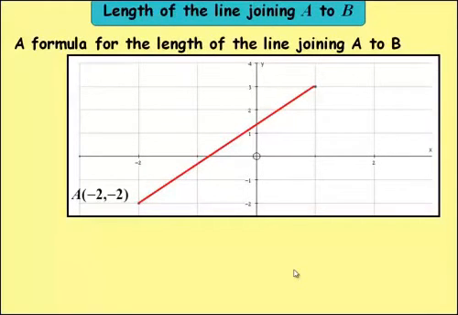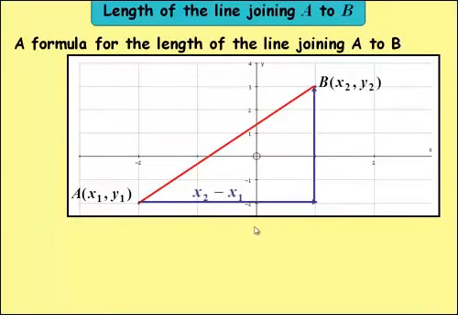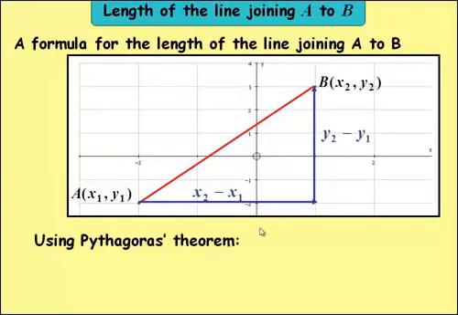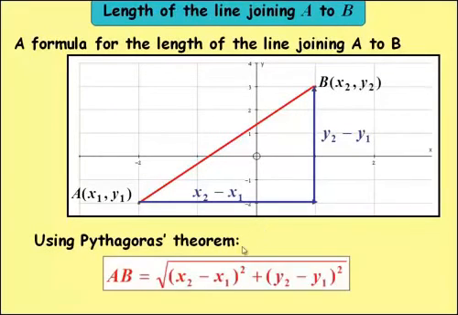So, in general terms, if we make our coordinates at A, x1, y1, and our coordinates at B, x2, y2, then to find the length, it's the difference in the x coordinates, x2 minus x1, for this length, and the difference in the y coordinates, y2 minus y1, for this length. Using Pythagoras' theorem, if we square them both and add them together, we get the hypotenuse squared, we get AB squared, and then square root to find AB.